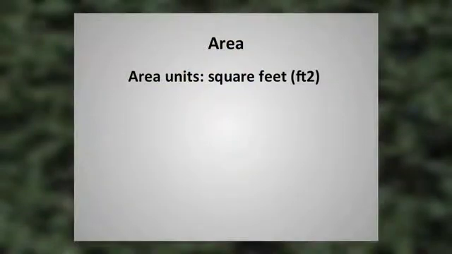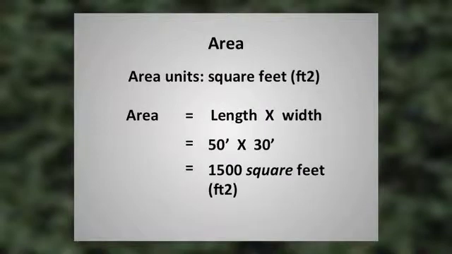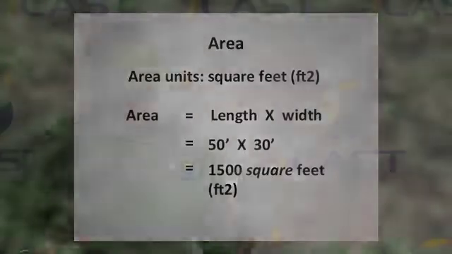Let's first start talking about area. Area is measured in square feet. The formula for area is simply length times width. So if we have a 50-foot by 30-foot building, 50 times 30 is 1,500 square feet.